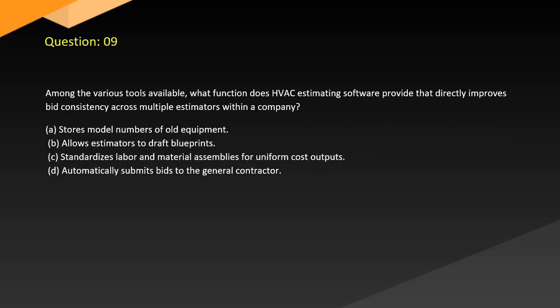Question 9. Among the various tools available, what function does HVAC estimating software provide that directly improves bid consistency across multiple estimators within a company? A. Stores model numbers of old equipment. B. Allows estimators to draft blueprints. C. Standardizes labor and material assemblies for uniform cost outputs. D. Automatically submits bids to the general contractor.